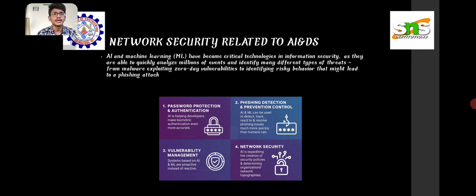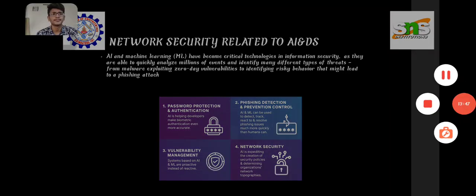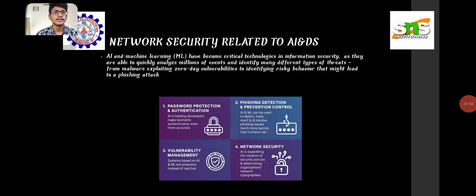Network security related to AI. AI and machine learning have been critical technologies in information security as they are able to quickly analyze millions of events and identify many different types of threats, from malware and exploited zero-day vulnerabilities to risky behavior that might lead to a phishing attack. Here, a zero-day vulnerability is a vulnerability which is not known or is difficult to find. You can see the four topics related to AI: password protection and authentication, phishing detection and prevention control, vulnerability management, and network security.